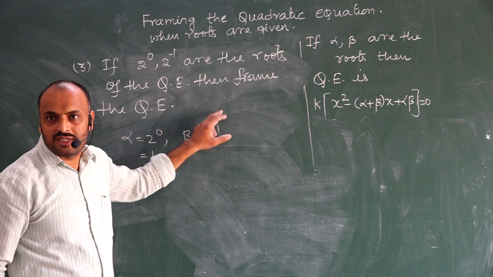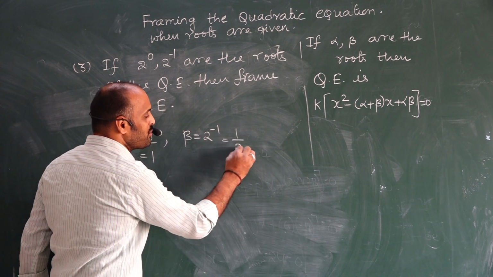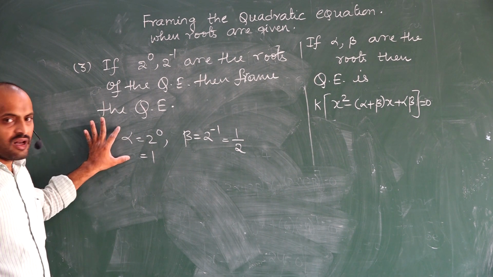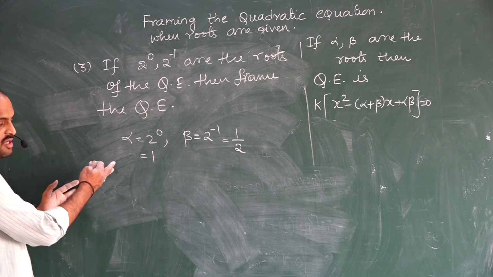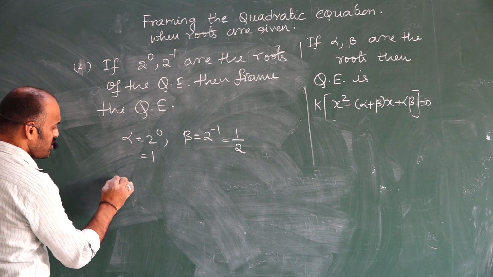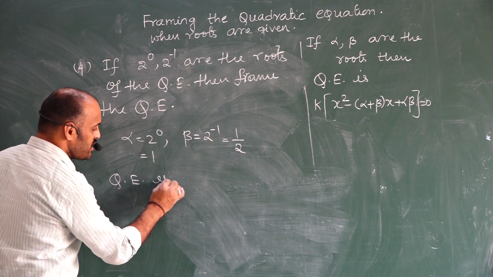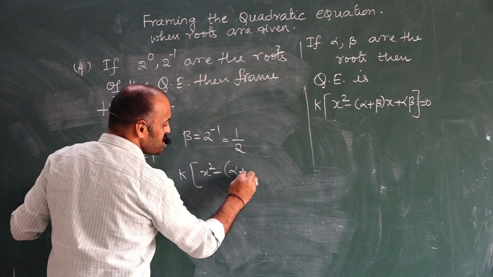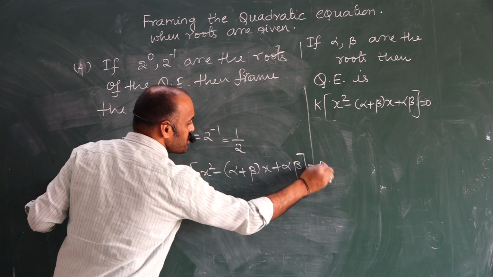A power minus 1 is 1 by a. At the same time, 2 power minus 1 is nothing but 1 by 2. You have alpha and you have beta. Substitute the values. So when you have alpha and beta, the quadratic equation is k times of x square minus (alpha plus beta) into x plus alpha beta is equal to 0.